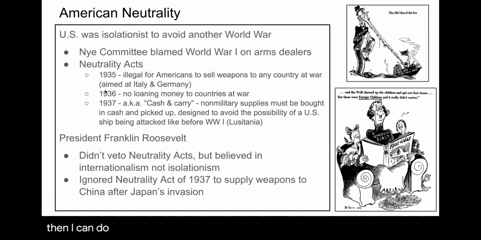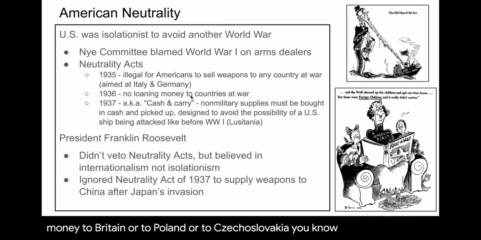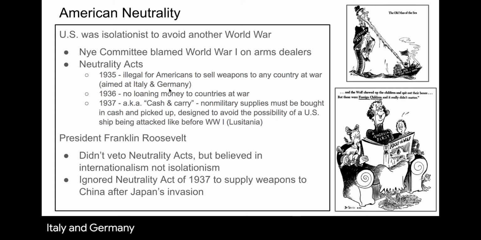And then in 1936, Congress updates the Neutrality Act to say, okay, you can't even loan money to countries at war. So, for example, the United States couldn't loan money to Britain or to Poland or to Czechoslovakia, to help them fight Italy and Germany. It was really a way to clamp down on any kind of assistance that might get the U.S. involved into a conflict in Europe.